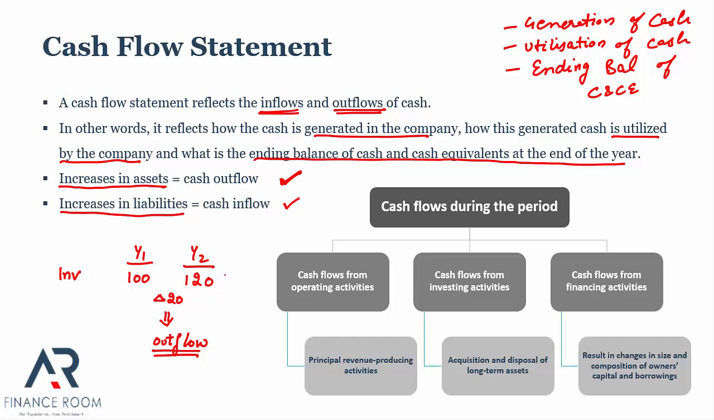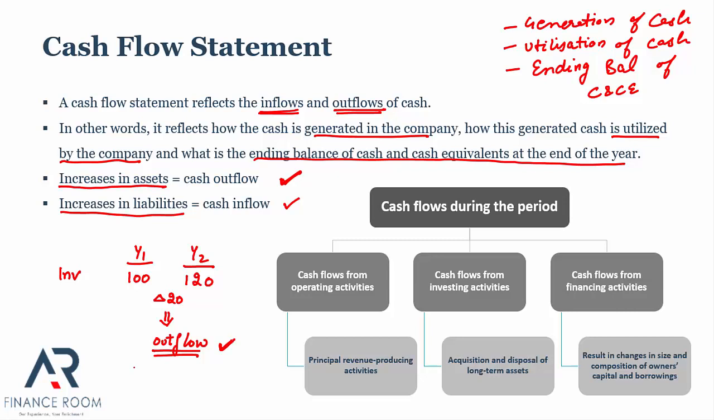Now you have more cash that is tied up in your inventories. So if your inventories increase from 100 to 120, more of your cash is getting tied up in those inventories. So you have less liquid cash available with you. Hence, it is regarded as an outflow.